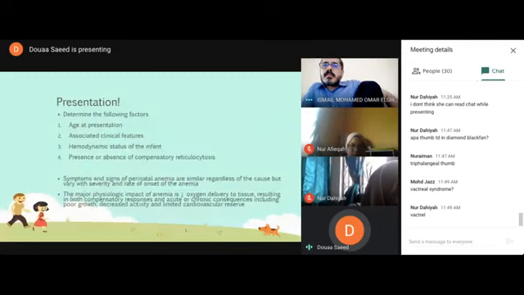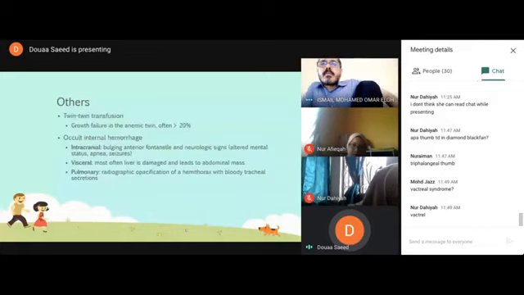Others, such as twin-to-twin transfusion, can present with growth failure in the anemic twin, often more than 20%. In occult or internal hemorrhage, if there is intracranial hemorrhage, you would note a bulging anterior fontanelle and neurological signs such as altered status, apnea, or seizures. In visceral hemorrhage, most often the liver is damaged, and that would lead to an abdominal mass. In pulmonary hemorrhage, radiographic opacification with hemothorax and bloody tracheal secretions may be obvious.